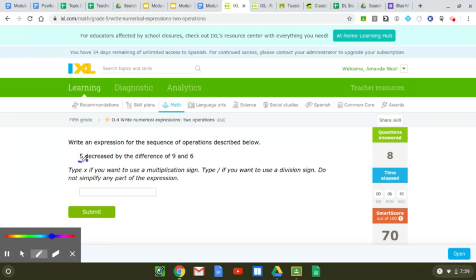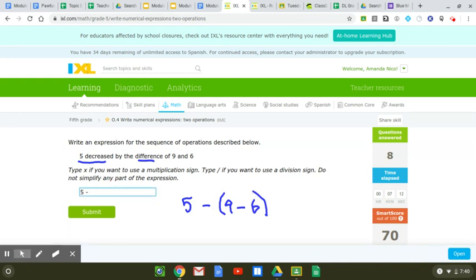Okay, 5 decreased means subtracting. The difference, okay, difference means subtraction as well, of 9 and 6. So I would do 5 minus, and difference means the answer to a subtraction problem. So I would say, okay, I have to subtract 9 minus 6 first, and then I'm subtracting that from 5. So anytime you have one section and you find the answer first, you can always put parentheses to make it clear. So you have 5 minus, okay, again, the difference means the answer to a subtraction problem. We do it like that.